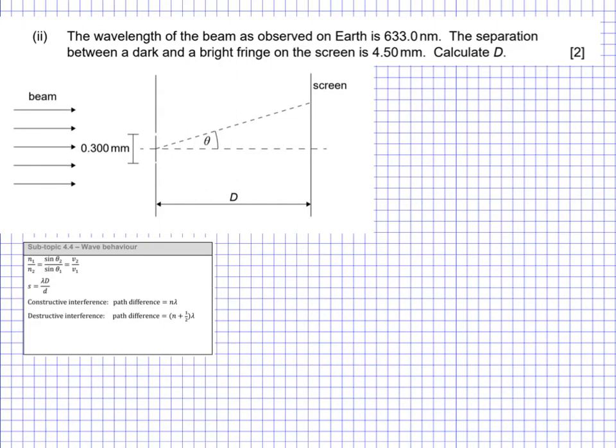Okay, so for part 2, now we're just doing a calculation. We're given our situation here, which is our diffraction grating information. We know the little d here, the distance between the slits, is 0.3 millimeters. We're then told that the wavelength of this beam of light is 633 nanometers, and the separation between a dark and a bright fringe is 4.5 millimeters.